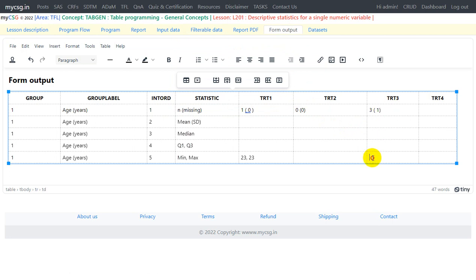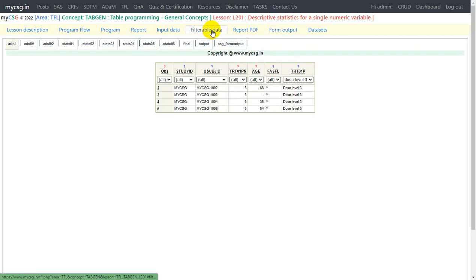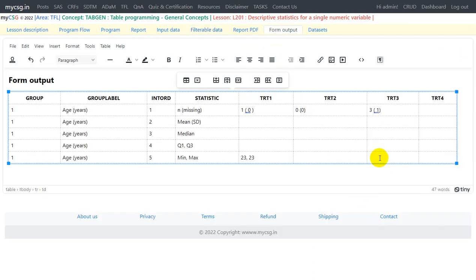Now let us try to populate the min and max for dose level 3. We had our data filtered, and we had values 35, 54 and 68. The minimum value is 35 and the maximum value is 68. So we will be populating it with those numbers, 35 and 68.